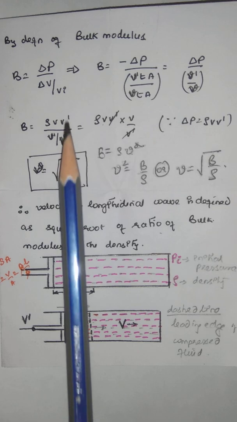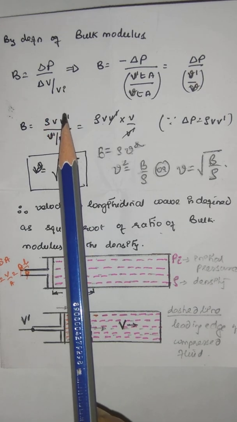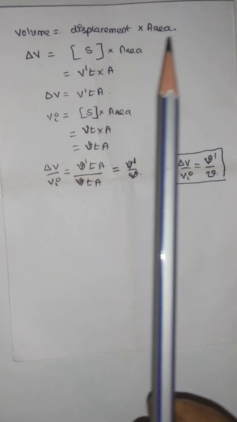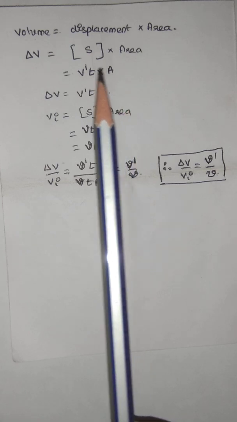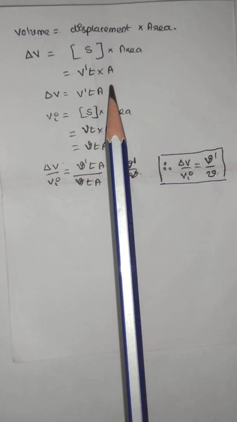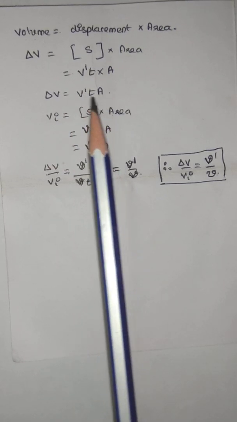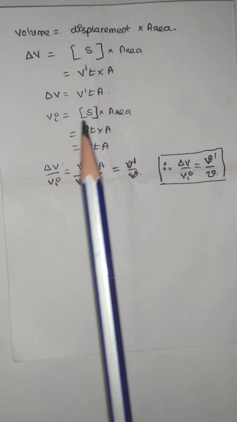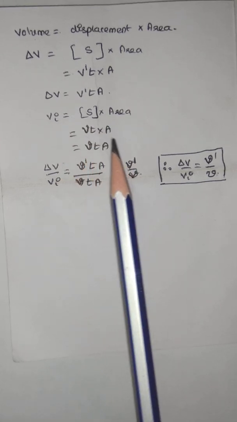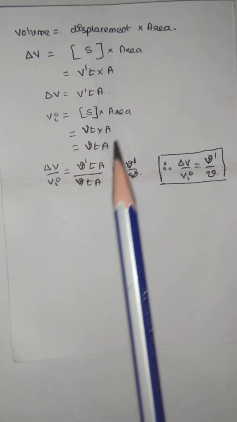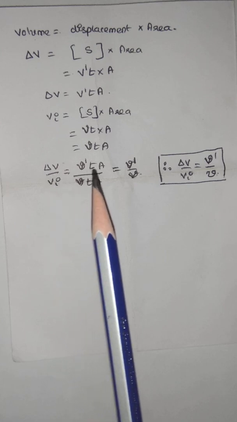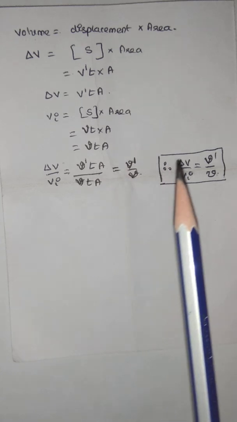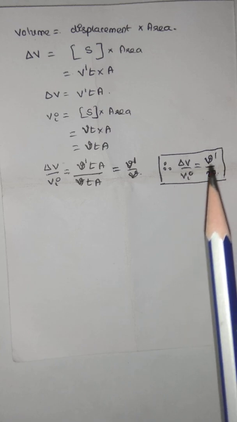Then bulk modulus is defined as the ratio of the change in pressure to the change in volume per initial volume. We know that volume is displacement into area. The change in volume delta V is V dash t into A. And the initial volume is V t into A. Now we replace these two terms here. Delta V by Vi is equal to V dash t A by V t A, that is equal to V dash by V.